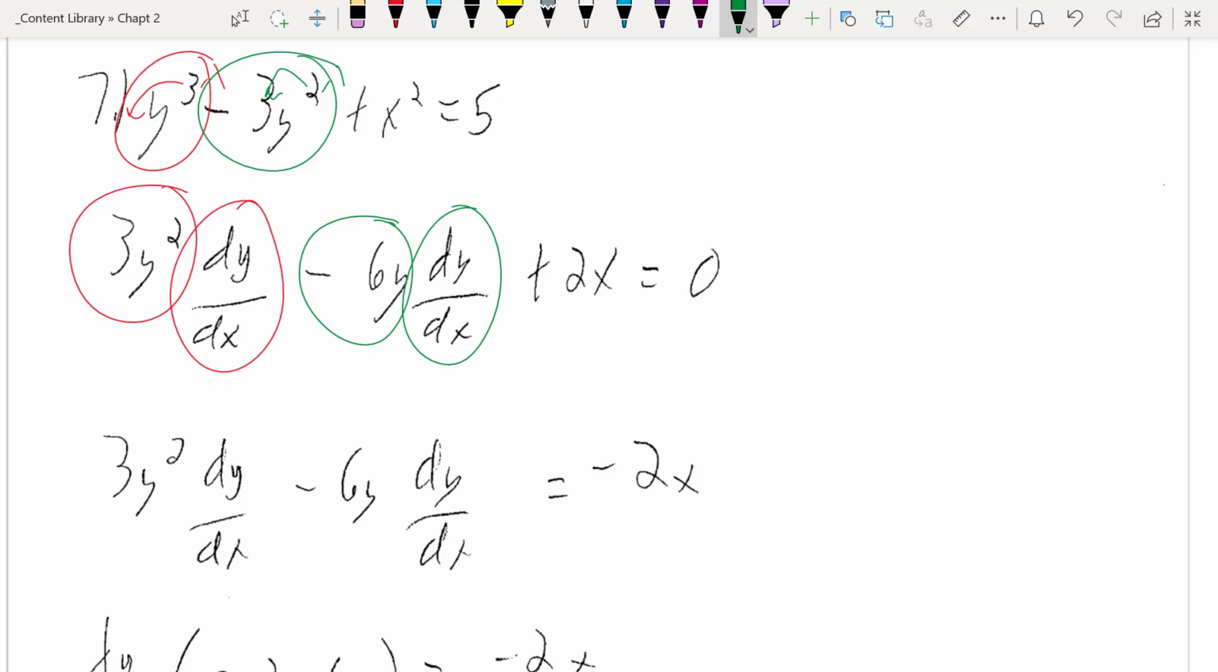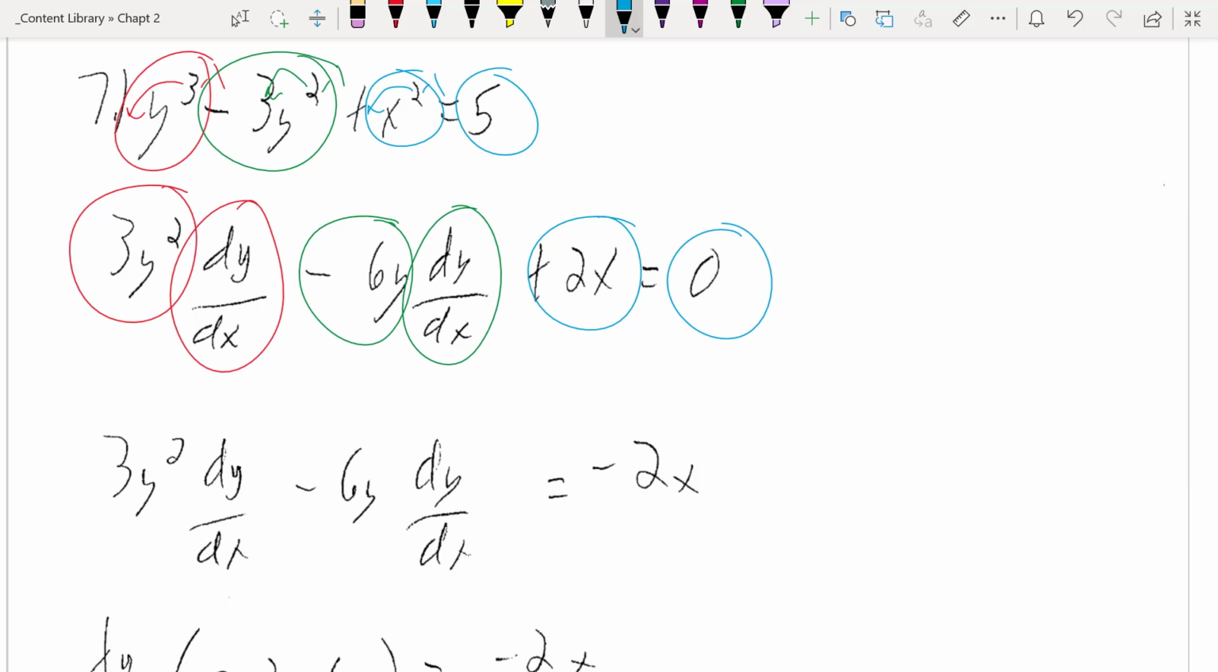Now I go ahead and find the derivative of 2x. So the derivative of this 2x right here, just multiplying the 2 out in front, subtracting 1, so that's going to give me a plus 2x. And then the derivative of 5 is 0.